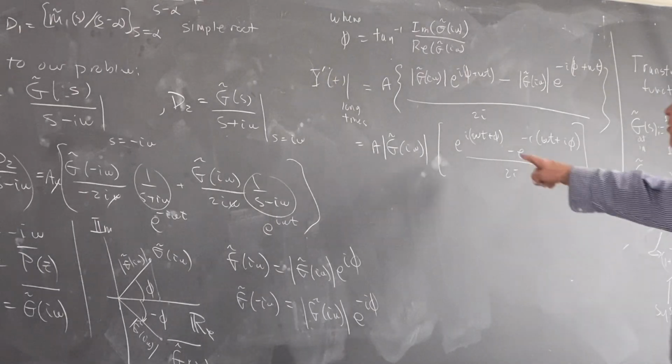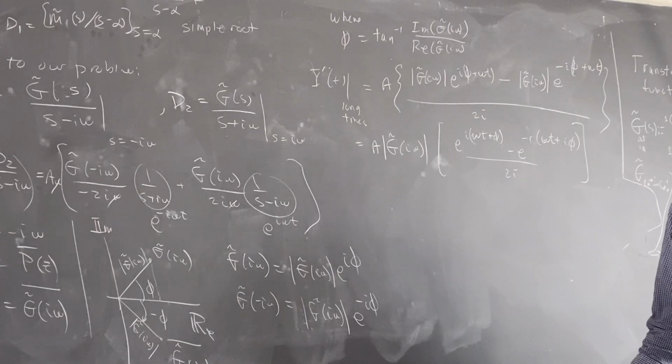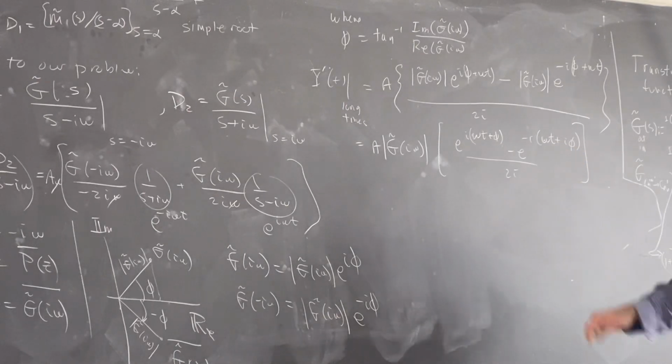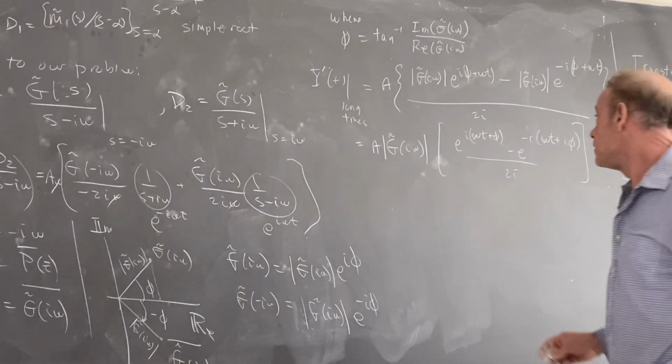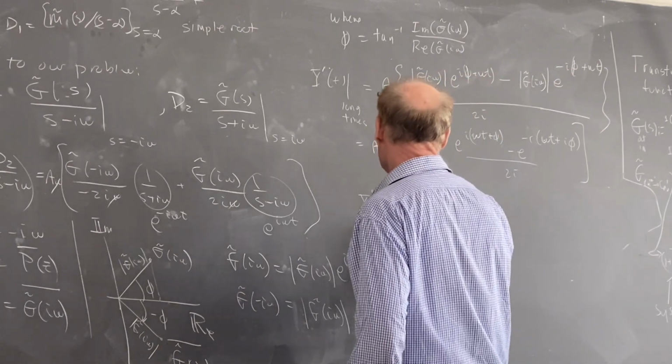What is e to the i something minus e to the minus i something over 2i equal to? Which we've had already. What is that equal to? Someone has to pull their mask down. Tell me, don't be afraid. If you get it wrong, it's not the end of the world. What is it equal to? It's sine.